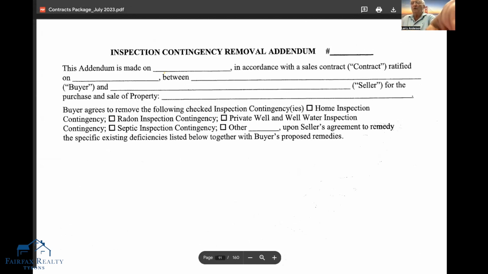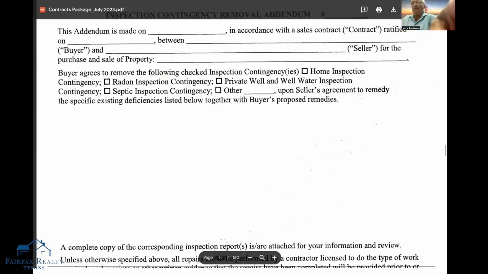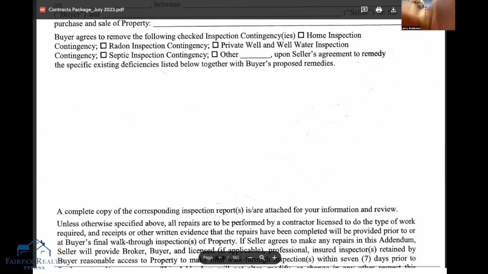Now, here are the key words to this form, and make sure you get this right. Upon seller's agreement to remedy specific existing deficiencies listed below, together with the buyer's proposed remedies. I don't care if you have to use several of these forms. You need to list each deficiency and its proposed remedies. We had one in the past that simply said, see home inspection report.